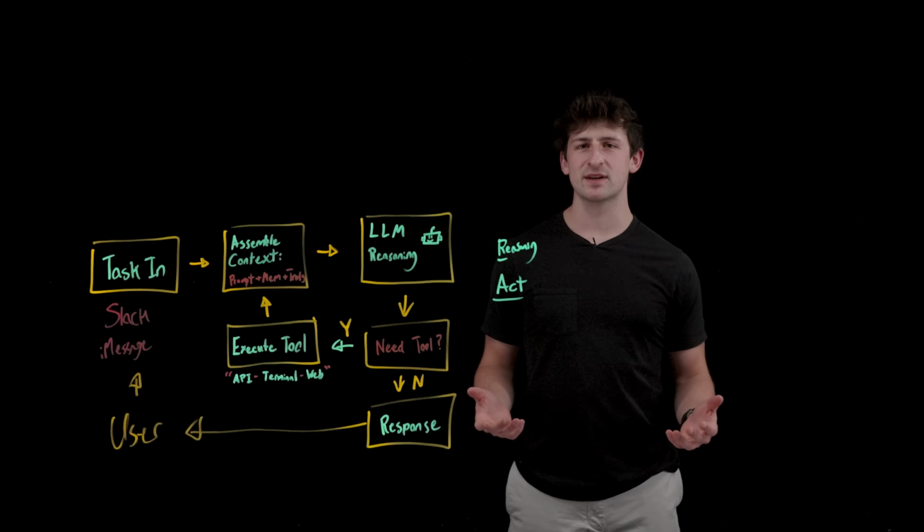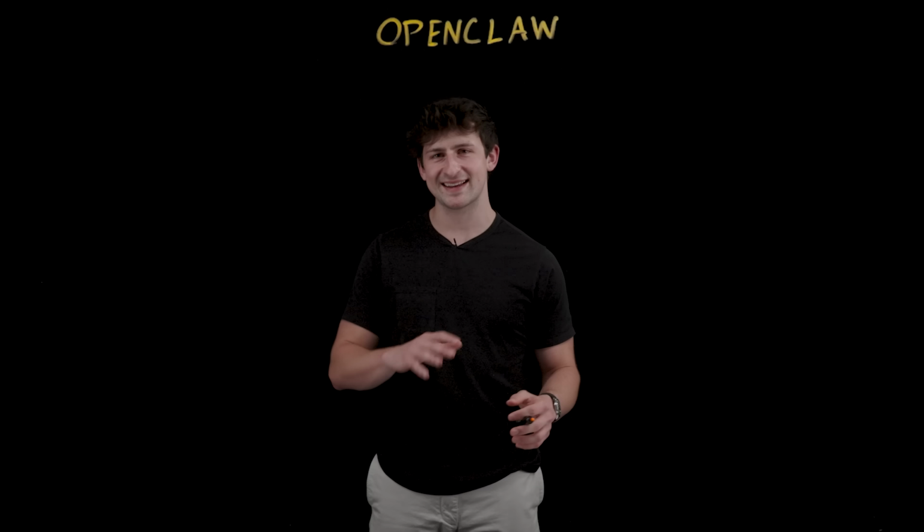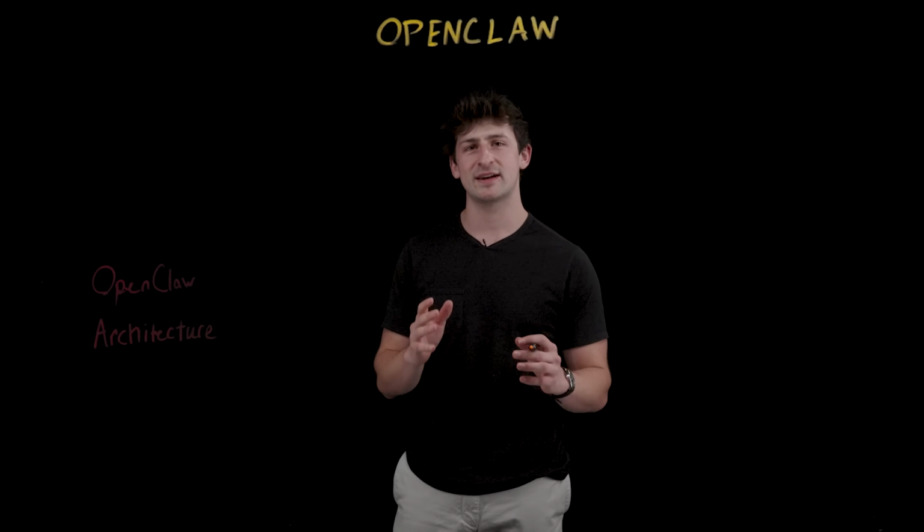Now, let's take a look at OpenClaw, because it's probably the best real-world example of an agentic AI assistant in action right now. OpenClaw is a free open-source AI agent that was created in late 2025, but now it is one of the most popular projects on GitHub by total stars. So let's learn how it works.